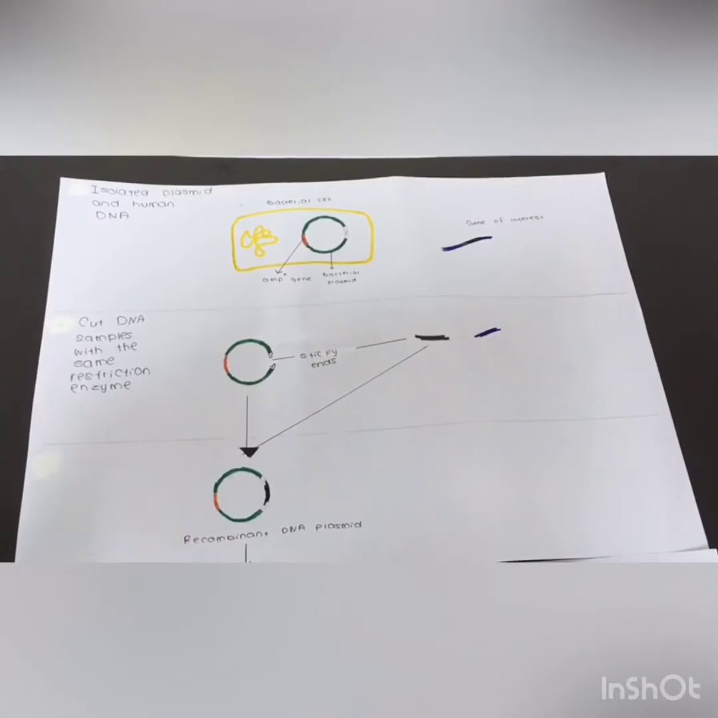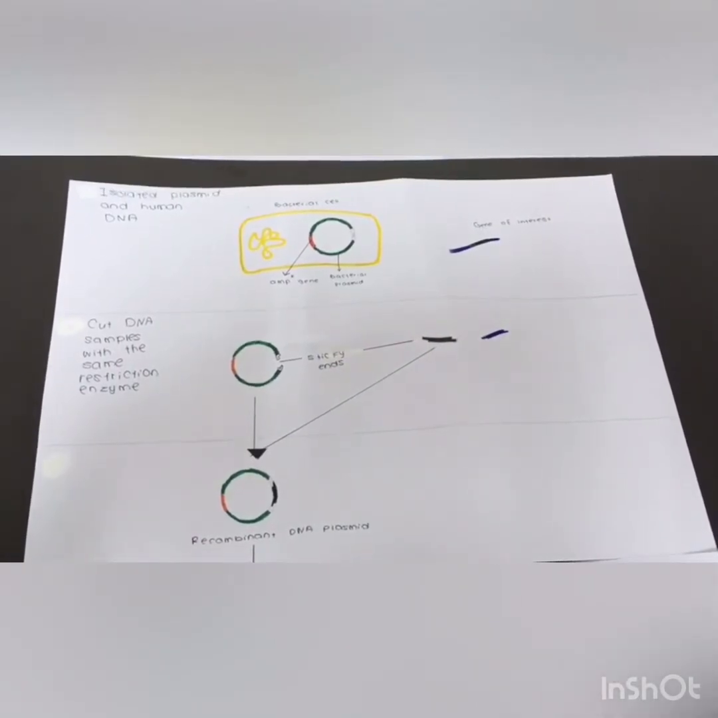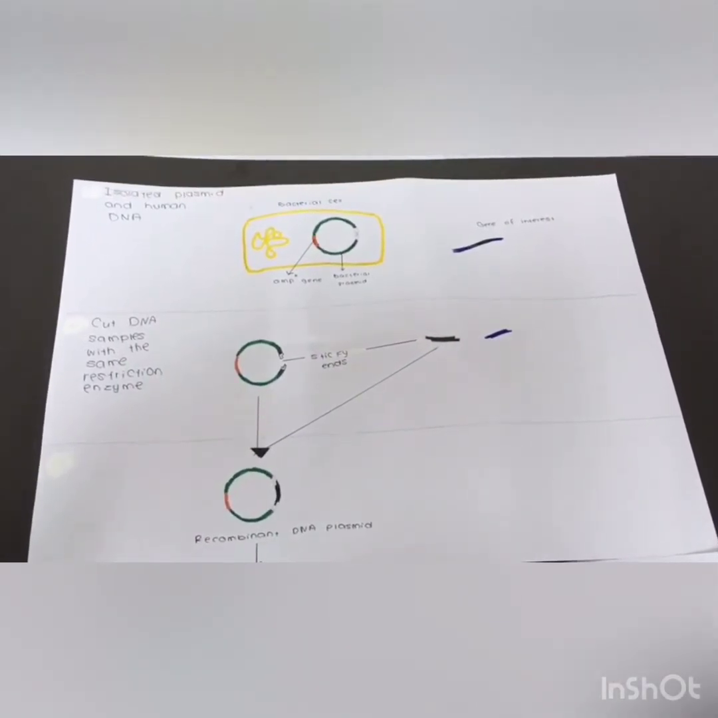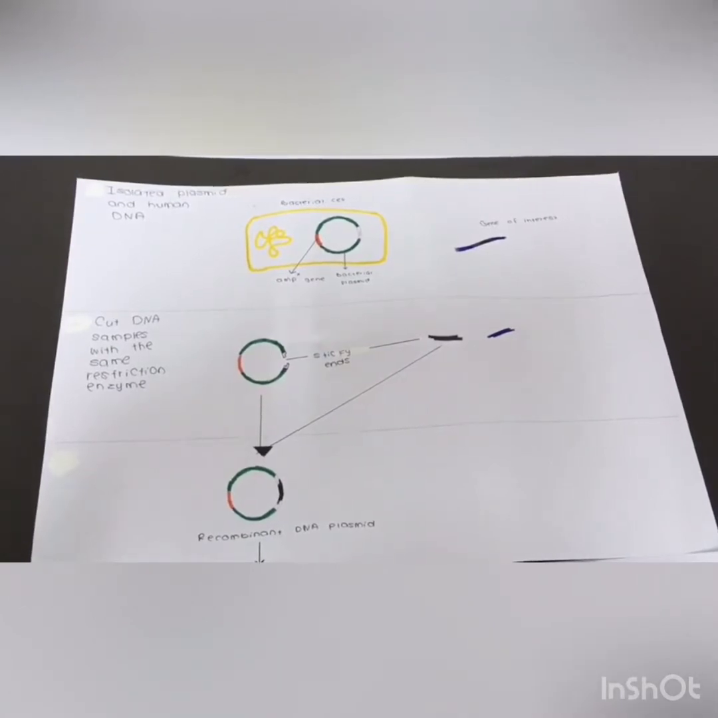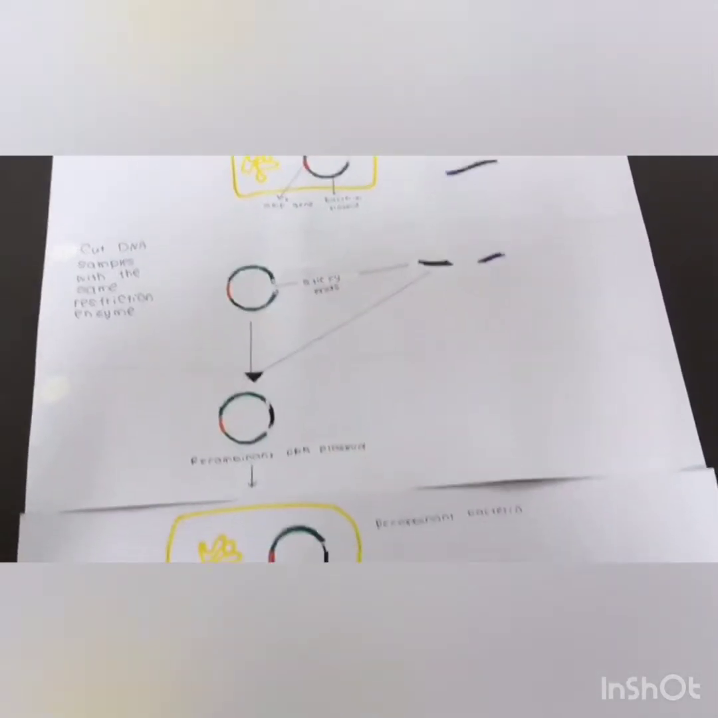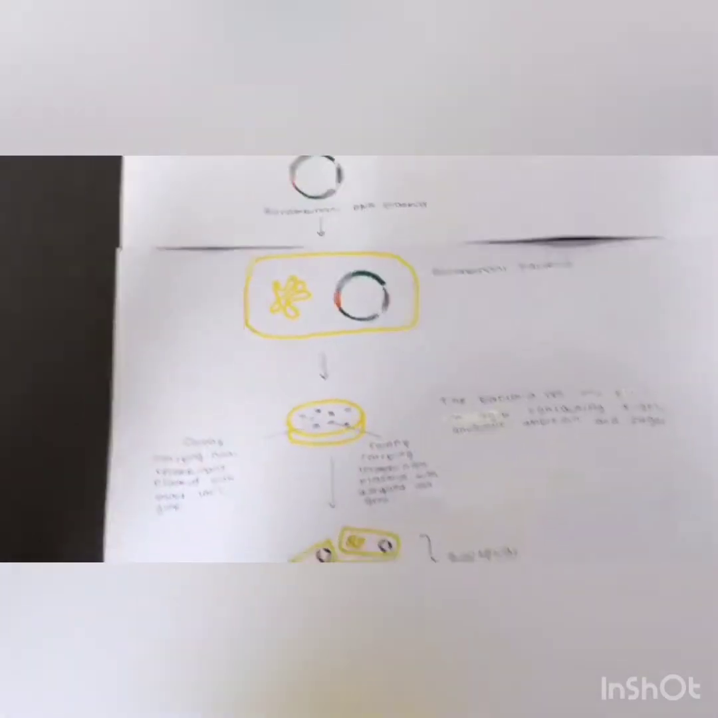Steps in gene cloning by using plasmid as a vector. There are 5 steps in gene cloning. First is isolation of gene. Second is cleavage or cut. Third, insertion. Fourth, transformation. And fifth is screening.